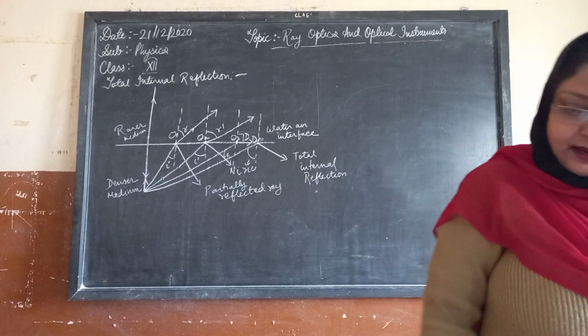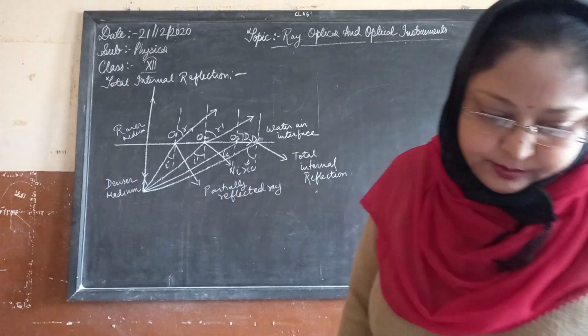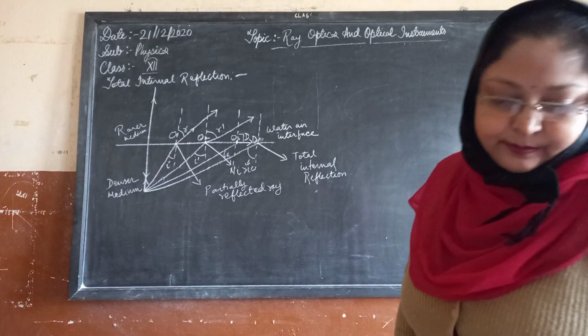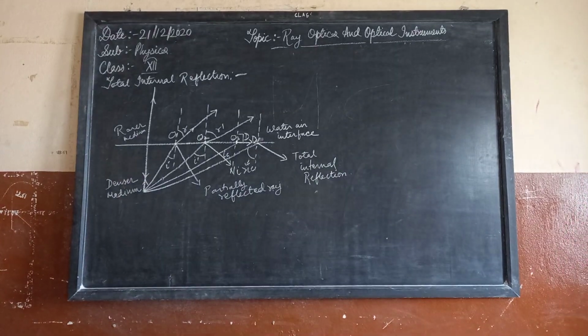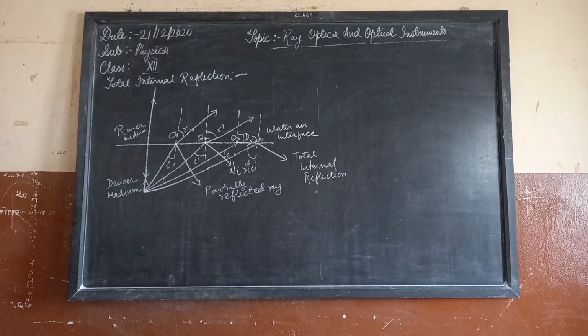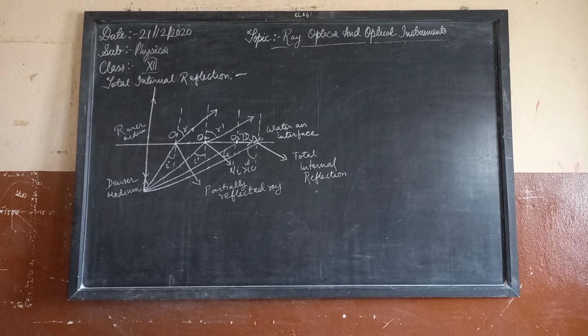Yes, it is I. The critical angle is forming here, and thus what happens when a ray of light travels from the denser medium to the rarer medium, it is incident at the interface of the two media at an angle greater than the critical angle of the two media. The ray is totally reflected back to the denser medium. This phenomenon is called total internal reflection.